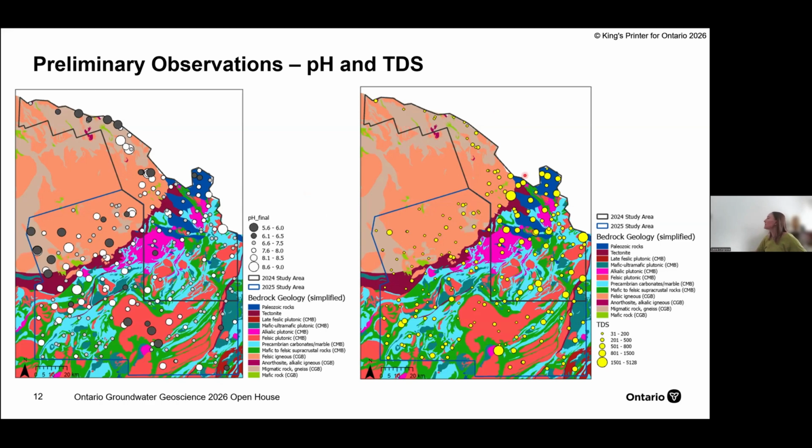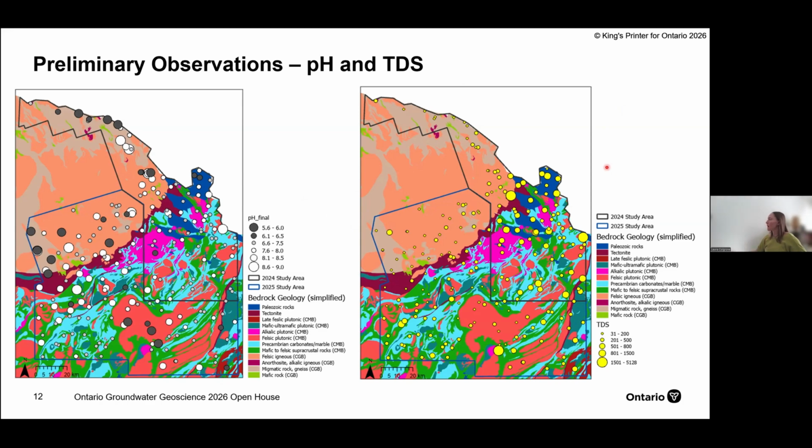Total dissolved solids on the right, that's a measure of the freshness or salinity of the water. And there's actually quite a lot of very dilute water, especially in the gneissic belt and in the highlands, which would be more of a recharge area, so that makes sense.